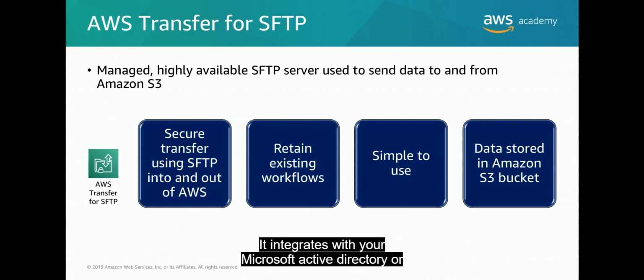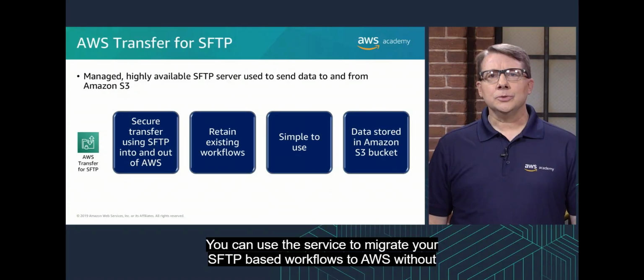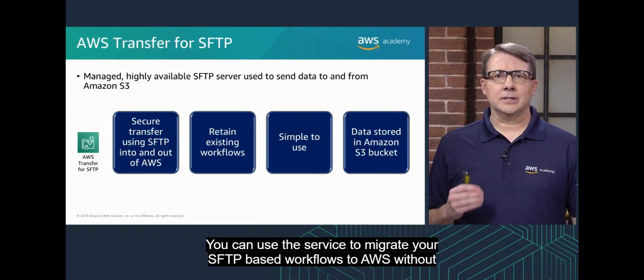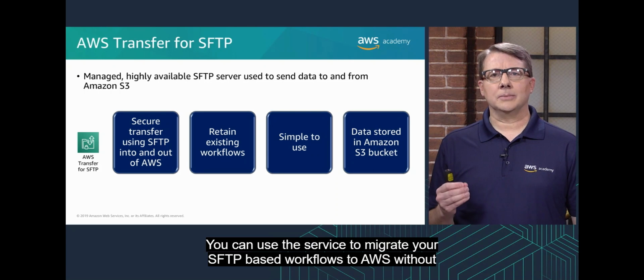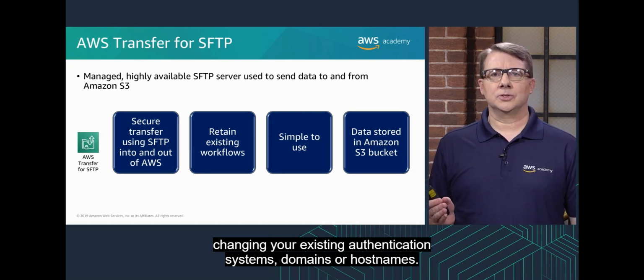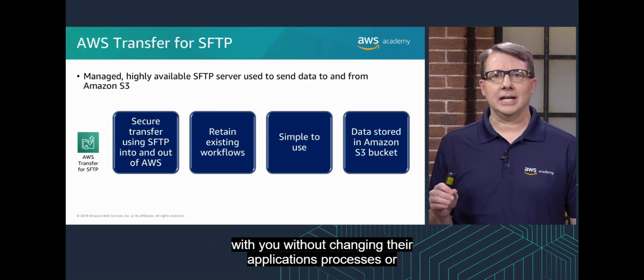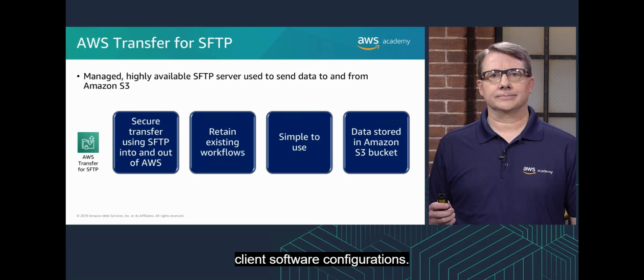It integrates with your Microsoft Active Directory or other identity system and with key AWS services, such as Route 53. You can use this service to migrate your SFTP-based workflows to AWS without changing your existing authentication systems, domains, or host names. In addition, your external customers can continue to exchange files with you without changing their applications, processes, or client software configurations.